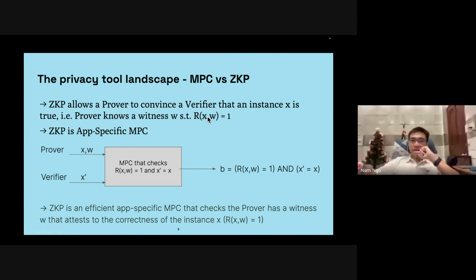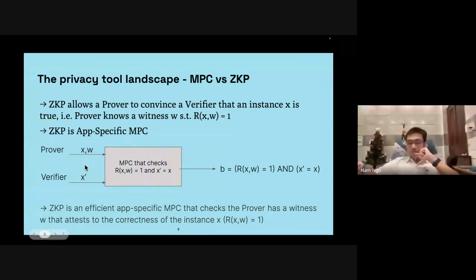X is the input of both parties, the prover and the verifier, and W, the witness, is only known by the prover. So you can think of ZKP as an application-specific MPC. This MPC will implement the function F that takes this relation and tries to match the inputs X prime and X of both the prover and the verifier. But we soon realize that because X and X prime are public, in this MPC only the prover has a secret key. So by this inherent nature of ZKP, even if we use MPC to implement ZKP, we can only have the prover have the secret key here.